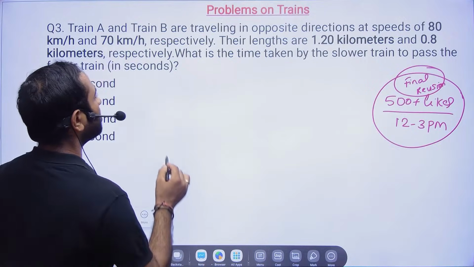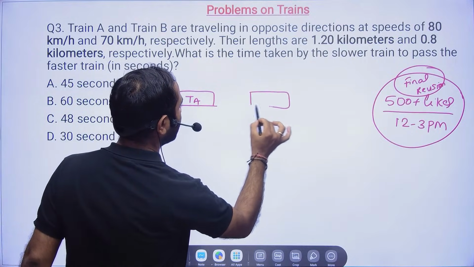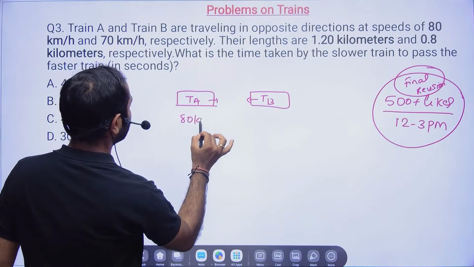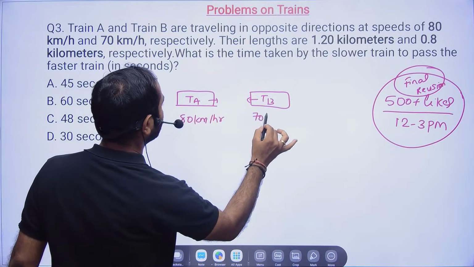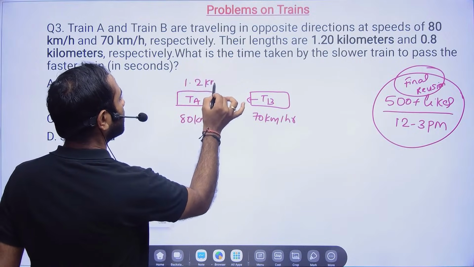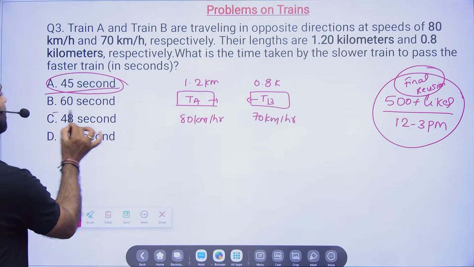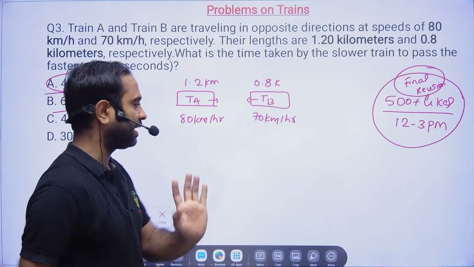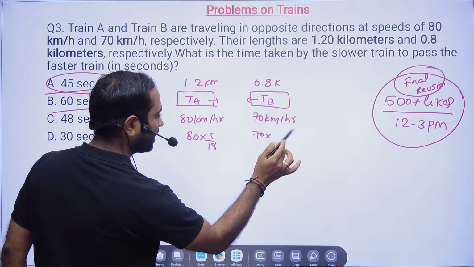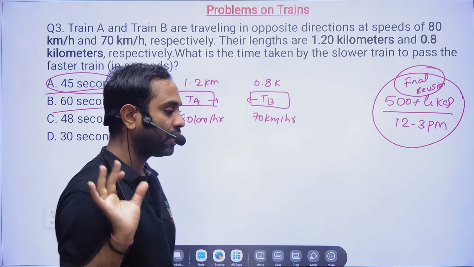Train A and train B are traveling in opposite directions, at 80 kilometers per hour and 70 kilometers per hour respectively, and their lengths are 1.2 kilometers and 0.8 kilometers. Options are given in seconds, so don't unnecessarily start converting 70 into 5 by 18 into meters per second. We will do it at the end. Don't do it now.